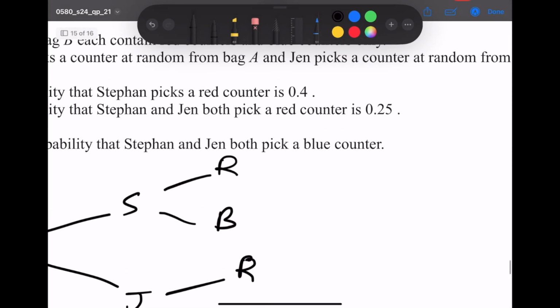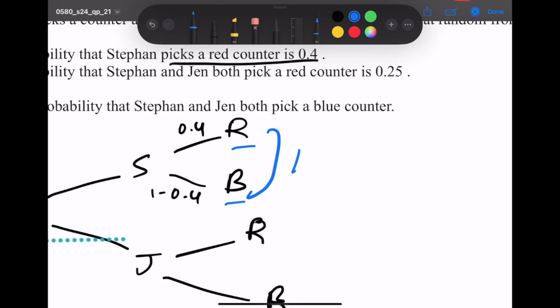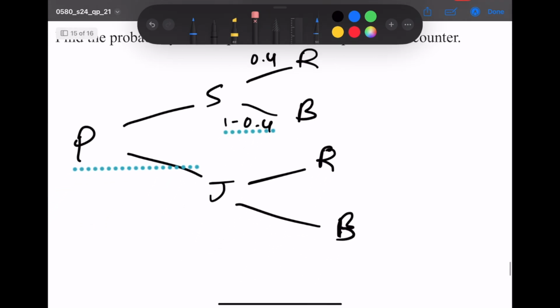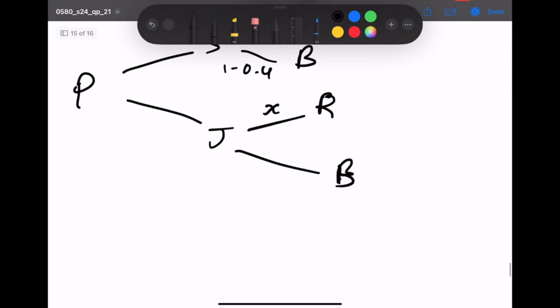So since the odds of Stephen picking up a red counter is 0.4, this means that the odds of him picking up a blue counter is 1 minus 0.4. Since he can either pick up a red counter or a blue counter, there's no other events. And so since R plus B is equal to 1, B is equal to 1 minus R. And we don't know the odds of Jen picking up a red counter from the question itself, so we can put it as X for now. And the odds of Jen picking up a blue counter is 1 minus X, for the same reason as above for Stephen.